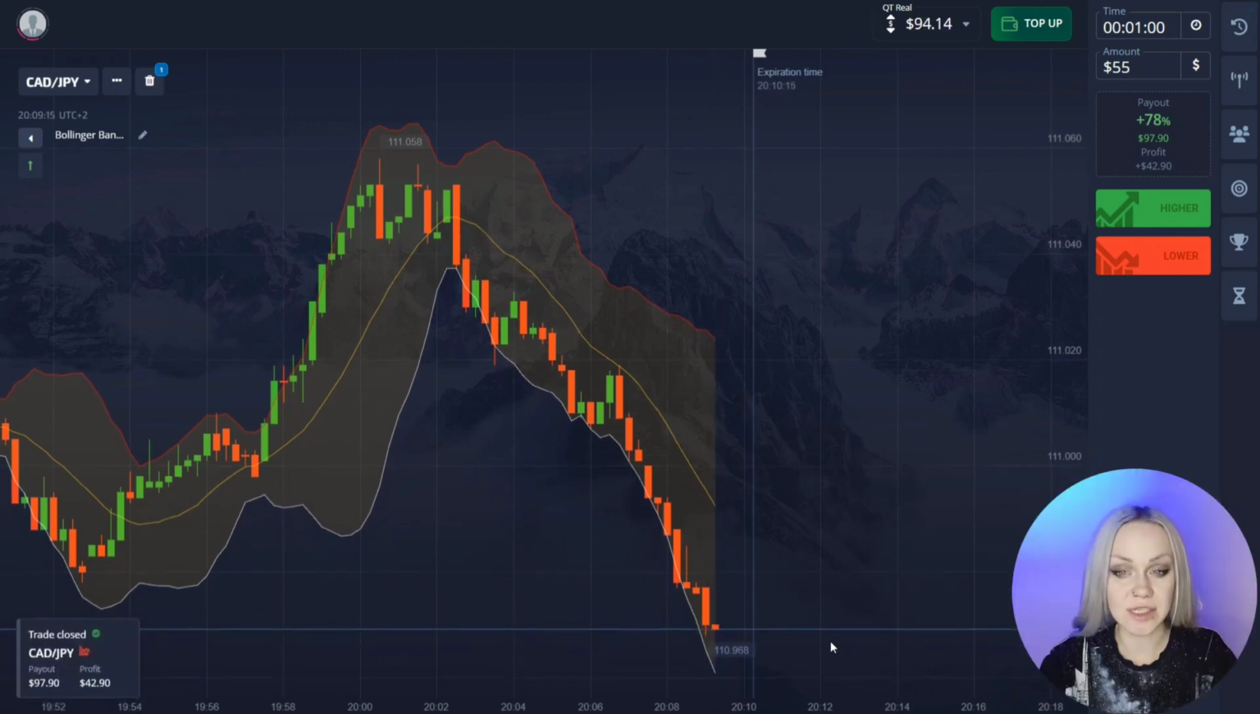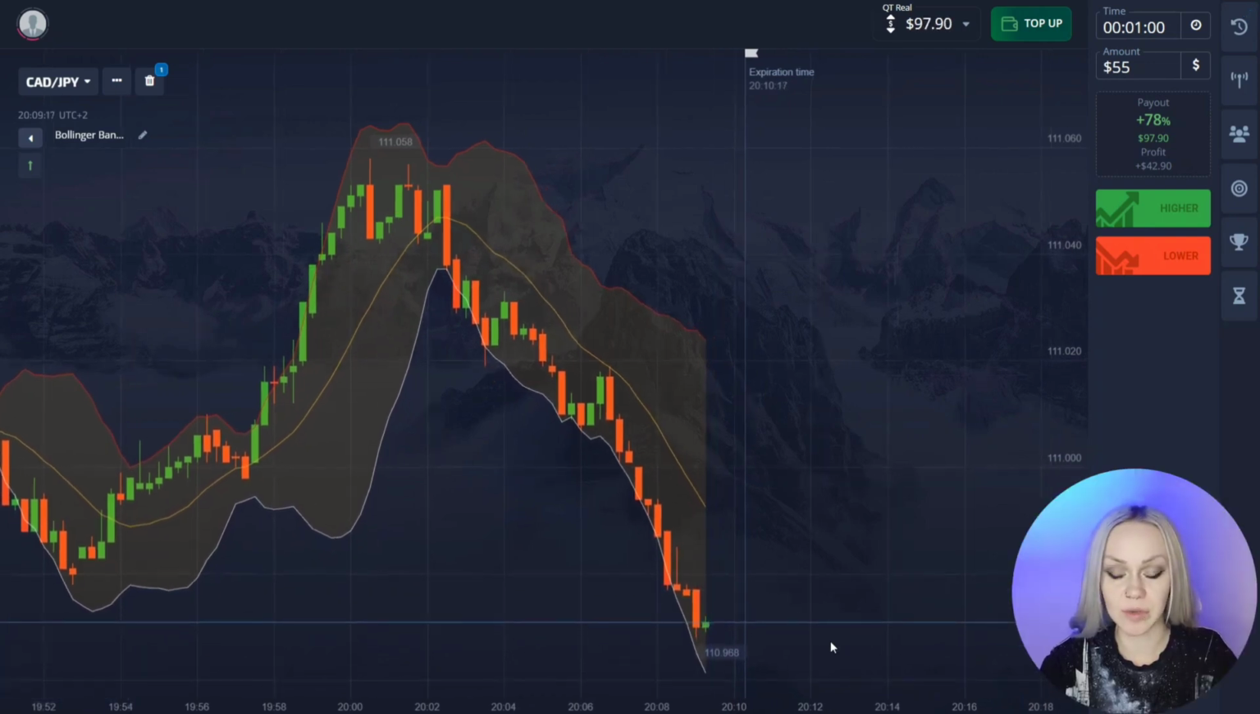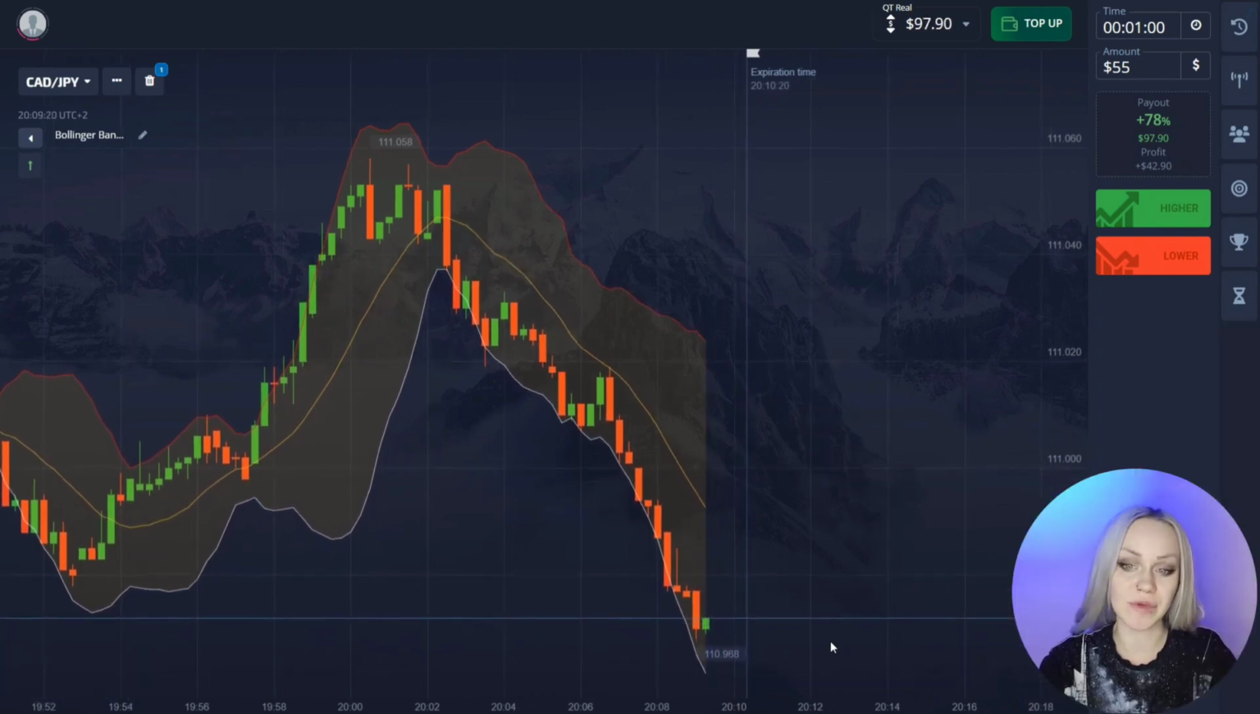As you can see, the price continues to move near the lower limit of the price channel. We'll make a profit from the first trade. Now let's look at the next case.